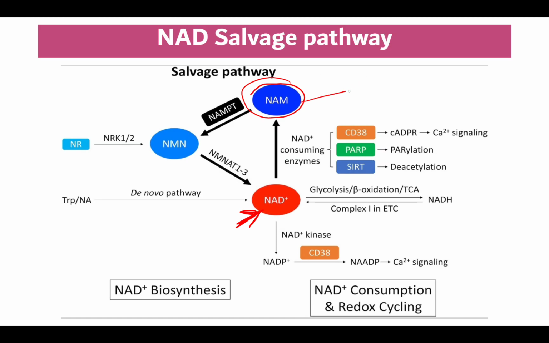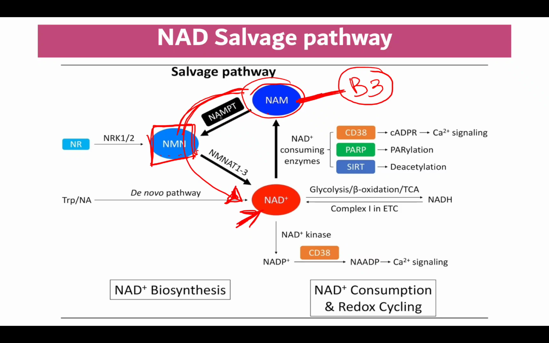Nicotinamide comes from nicotinic acid. It's vitamin B3. So vitamin B3 becomes niacinamide or nicotinamide. This nicotinamide can become NAD, but before it becomes NAD, it creates a molecule called NMN. This molecule is very important. However, the conversion of NAM to NMN, this nicotinamide to NMN, needs this enzyme.